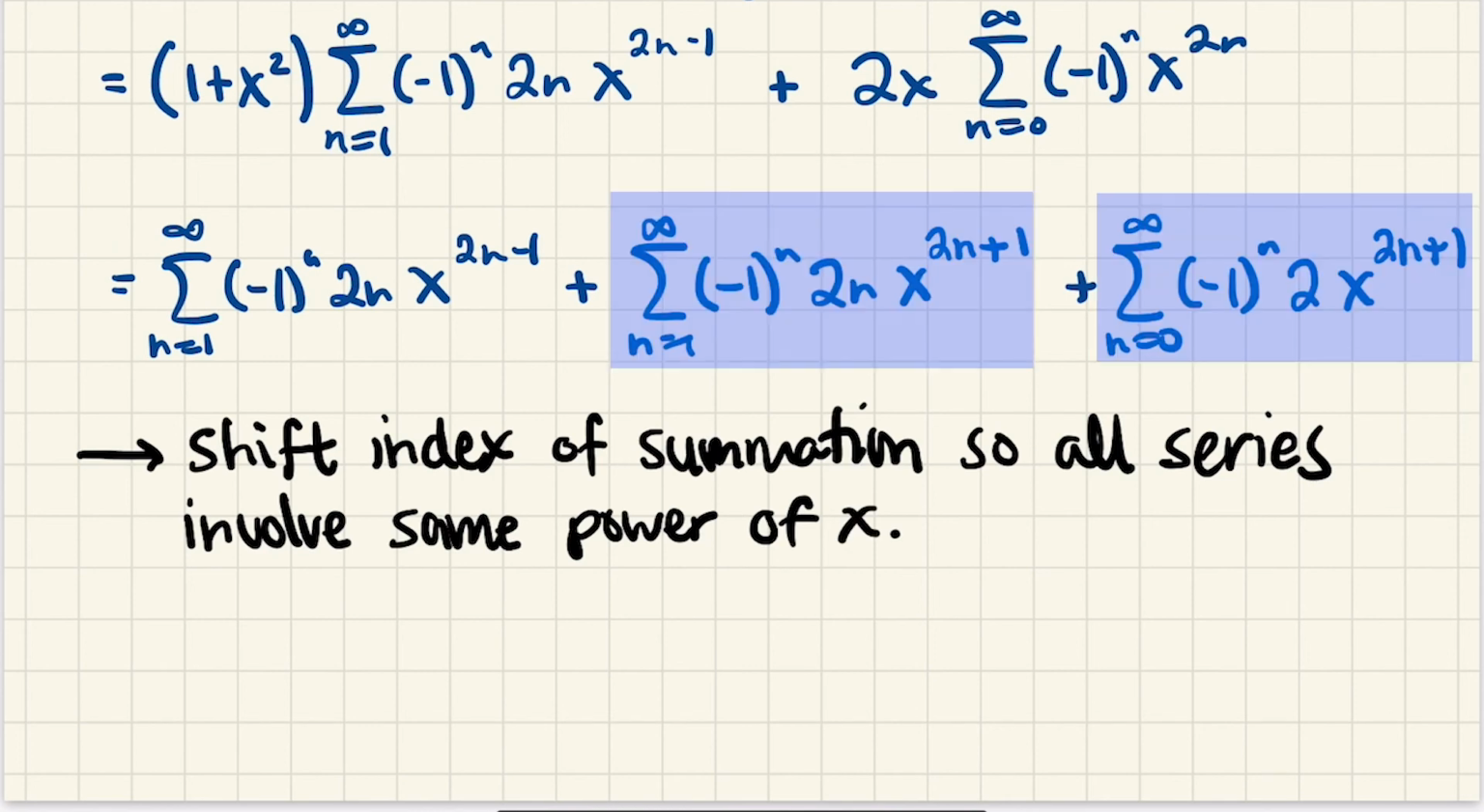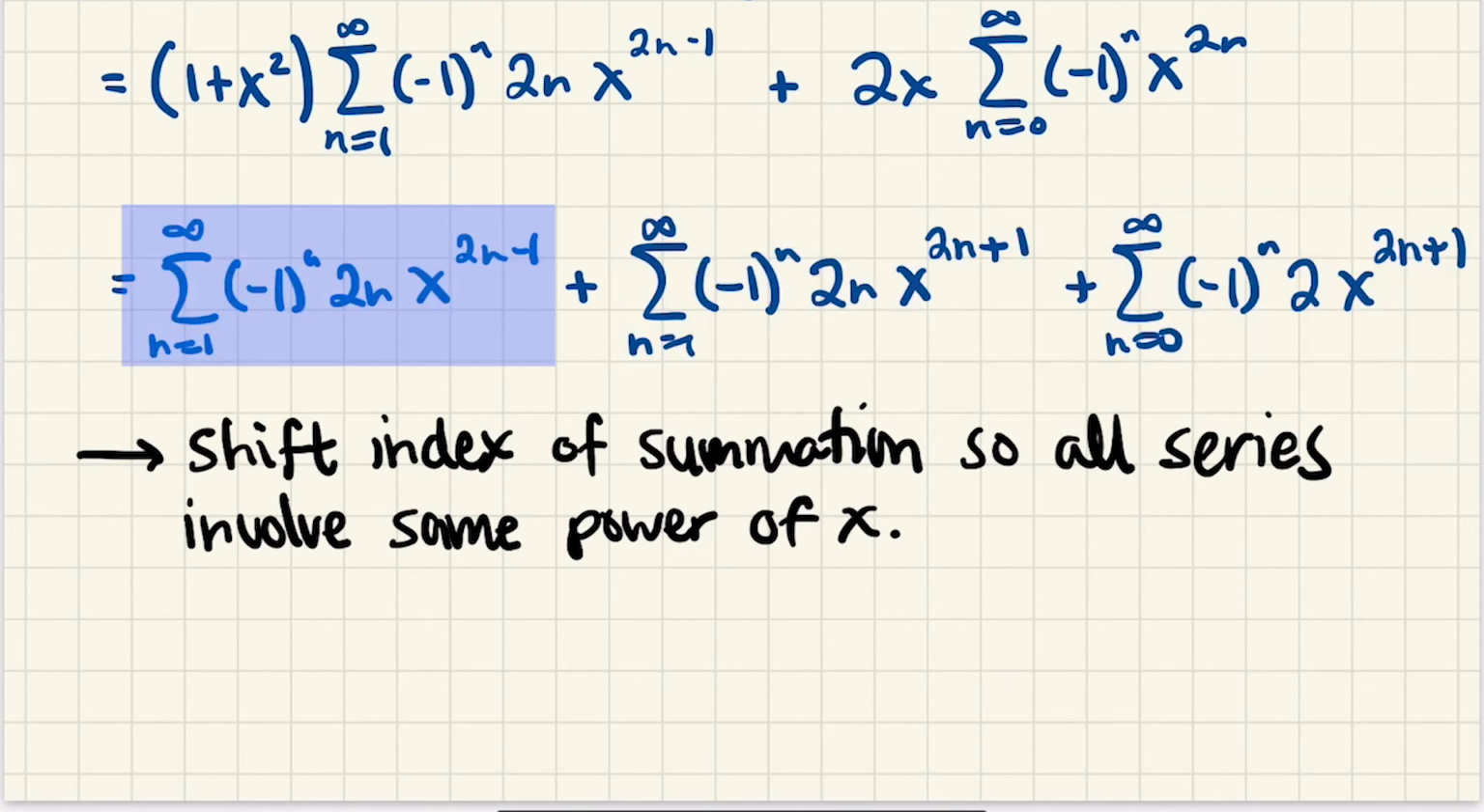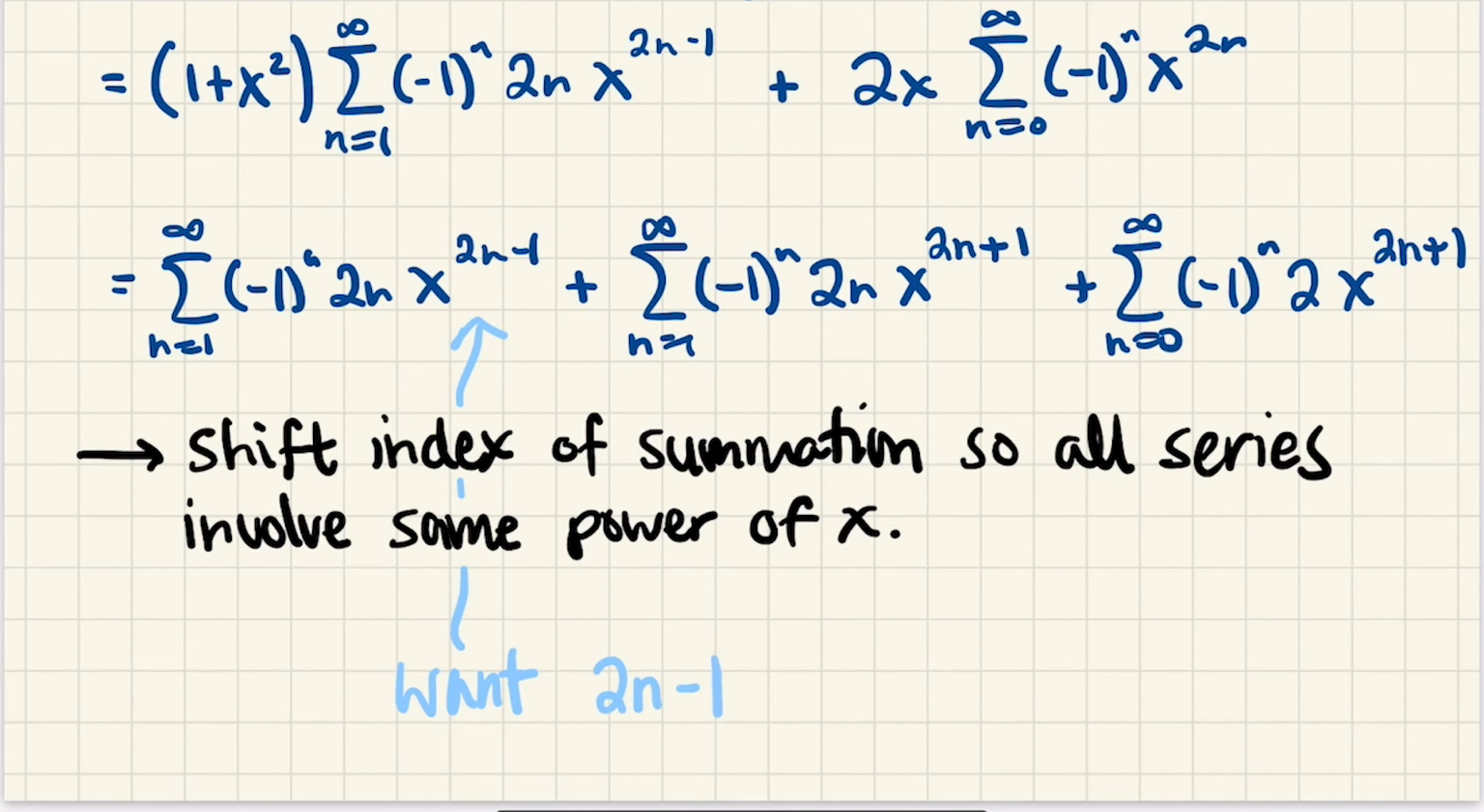Okay, well, these two series here have an x to the 2n plus 1, so why don't we make this first series the one that conforms to that? So what do we want? We want that to be 2n plus 1. Let's introduce a k here, so we really want the existing 2n minus 1 to equal 2k plus 1.